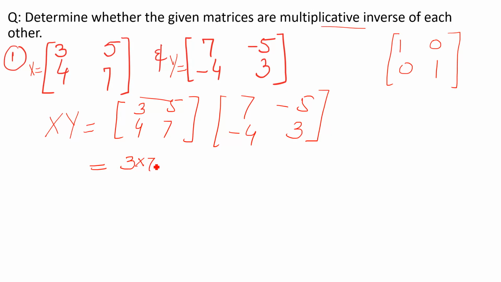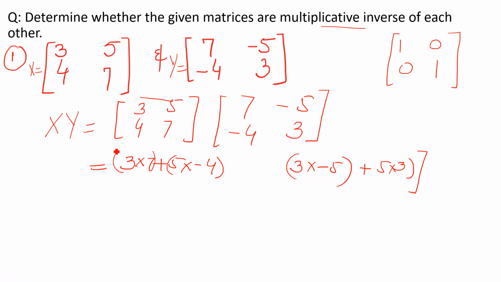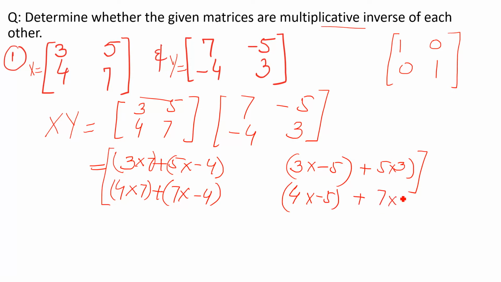3 multiplied by 7 plus 5 multiplied by -4. This is this. I will write in parentheses. Now 3 multiplied by -5 plus 5 multiplied by 3. Now come to the second one. 4 multiplied by 7 plus 7 multiplied by -4. Here the same, second row multiplied by second column, plus 7 multiplied by 3. And this is still here.